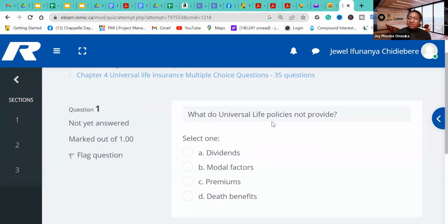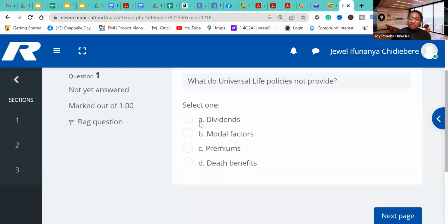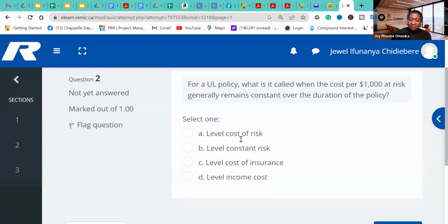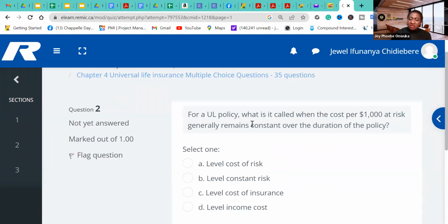All right, what do universal life policies not provide? Dividend, modal factor, premium, death benefit. Dividend. Okay, next. All right, for a UL policy, what is it called when the cost per 1,000 at risk generally remains constant over the duration of the policy? Level cost of risk, level cost of insurance, level income cost. It's level cost of insurance.